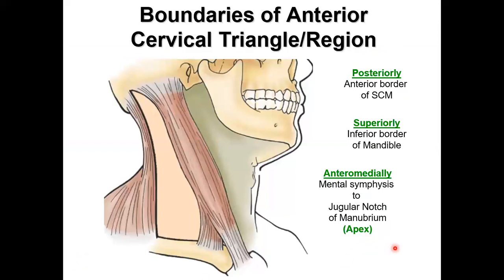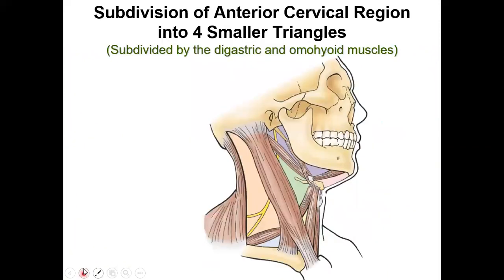Okay. So now we're talking about the anterior triangle, and we've already talked about these borders. Subdivision of the anterior cervical region into 4 smaller triangles. The 4 smaller triangles of your anterior neck triangle include your submental, your submandibular, your carotid, and your muscular.